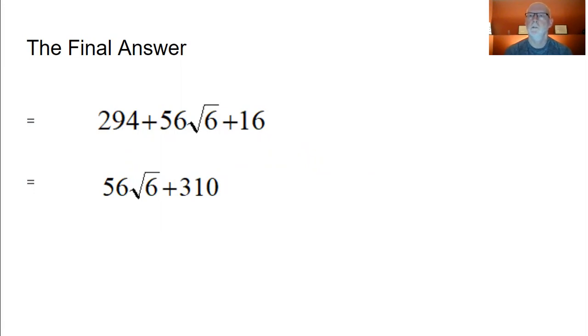So we've looked at multiplying monomials, then a monomial by a binomial or a trinomial, and then finally multiplying binomials. We use a similar process as to how we would multiply polynomials in algebra. Very similar type of way that we would do this. So that concludes our lesson on the multiplication of radicals.